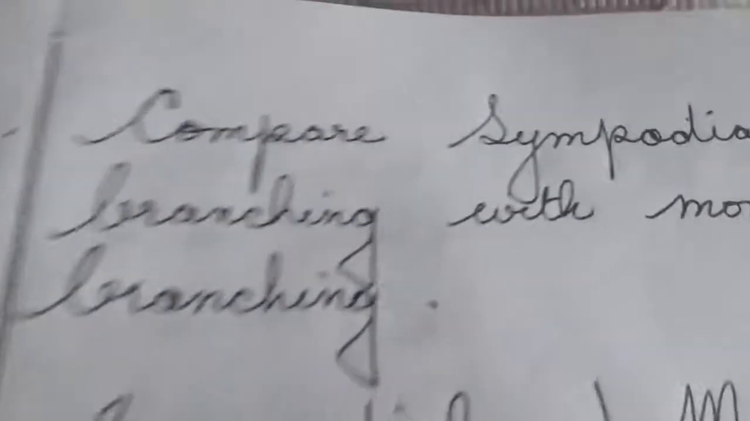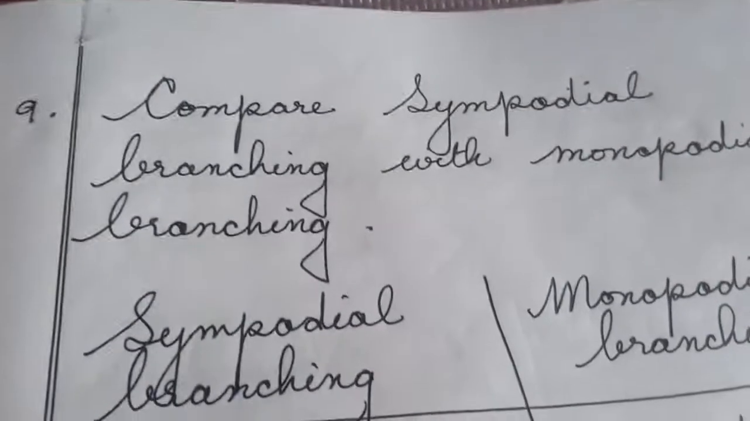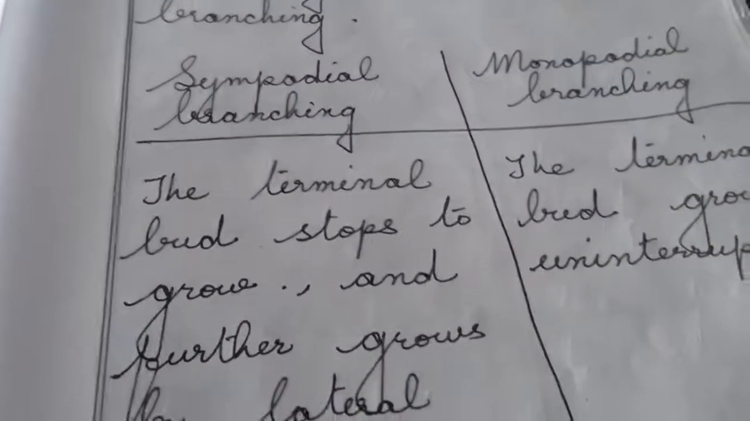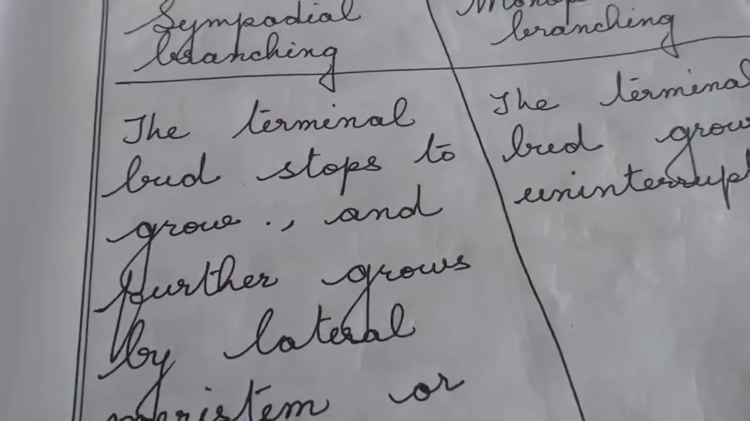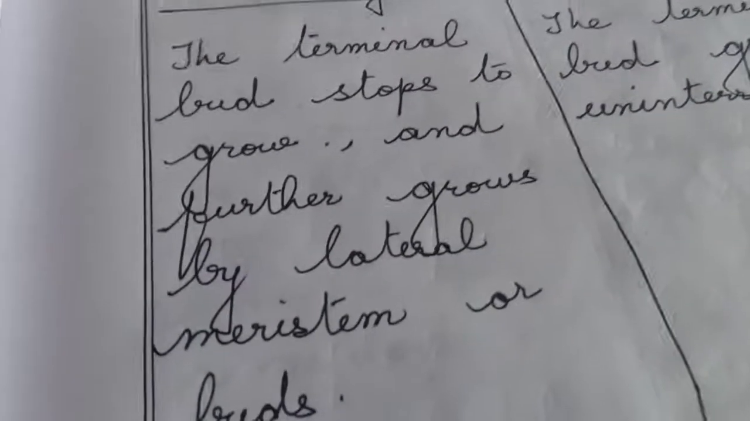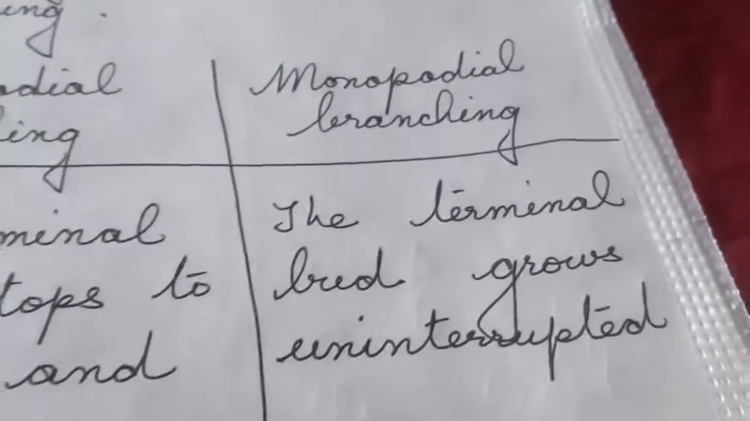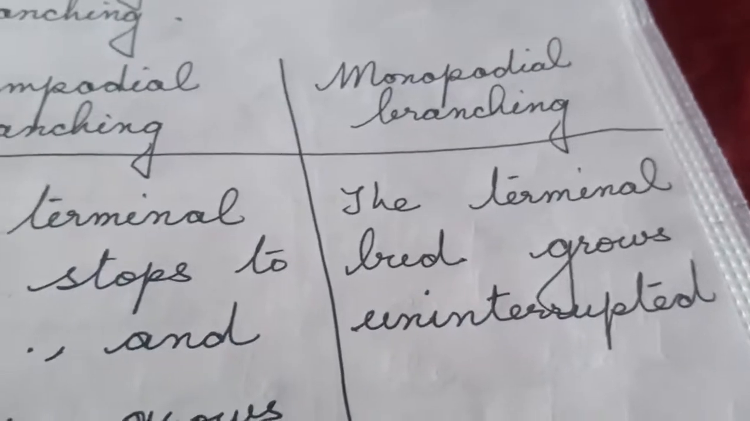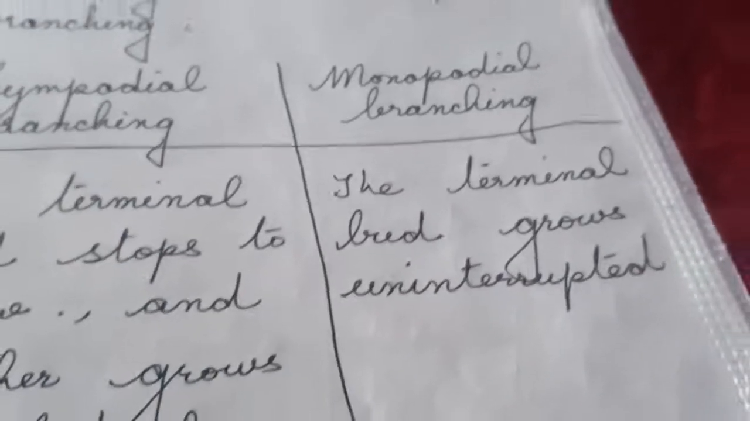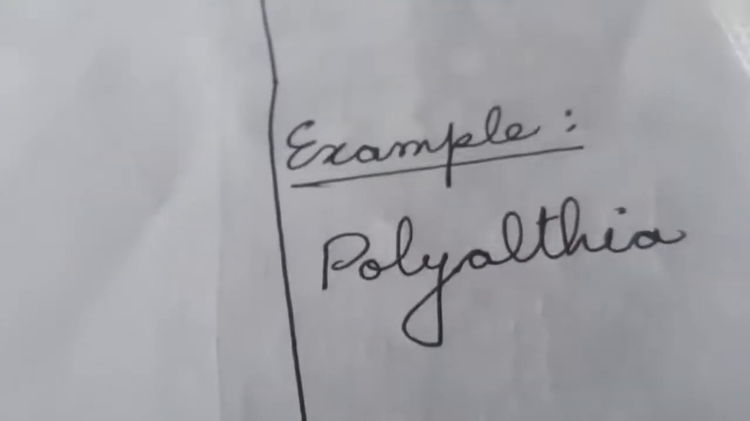Now let's move to the 9th question. Compare sympodial branching with monopodial branching. It's about branching. In sympodial branching, the terminal bud stops to grow and further growth is by the lateral meristem. Example, Cycas. In monopodial branching, the terminal bud grows uninterruptedly. The tip of the plant will be always growing, undergoing divisions. Example is Polyalthia, Arasamara.